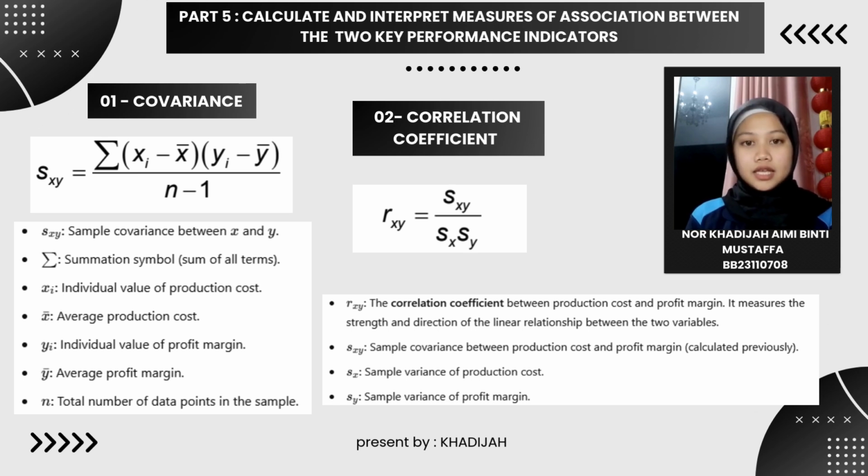So in this part I will present how to calculate and interpret measures of association between the two key performance indicators. In this part we need to find two things: first, the covariance, and after that, the correlation coefficient.